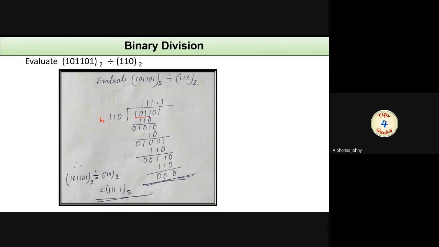So we are grouping the first 4 bits together. That is 1 0 1 1. So 8 plus 0 plus 1. So the answer is 11. 11 is divisible by 6. In how many times 6 is included in 11? 1 time. So we are writing this 1 over here.